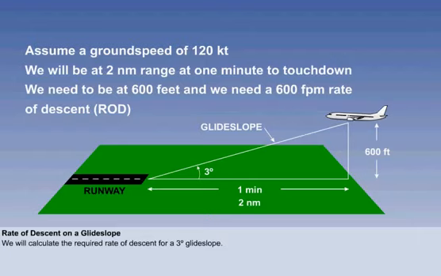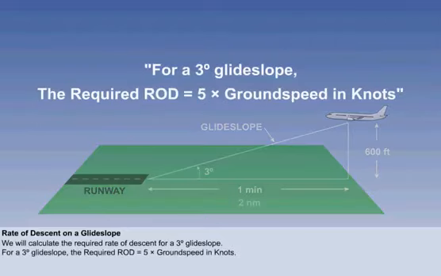At 60 knots ground speed, the required rate of descent was 300 feet per minute. At 120 knots, the required rate of descent is 600 feet per minute. This gives us our second basic rule. For a 3-degree glide slope, the required rate of descent in feet per minute is 5 times the ground speed in knots.